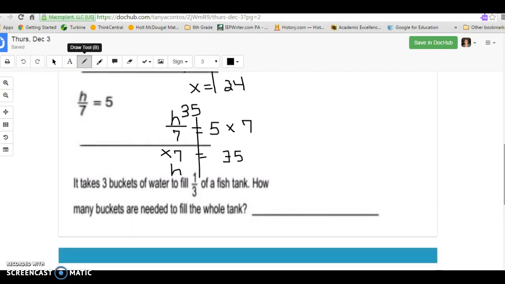All right, here's another one, a word problem. It takes 3 buckets of water to fill 1/3 of a fish tank. How many buckets are needed to fill the whole tank? So if it takes 3 buckets of water to fill 1/3 of the fish tank, how many buckets are needed to fill the whole tank? Just think about that for a minute. So what operation do we need to perform in order to determine the answer here?